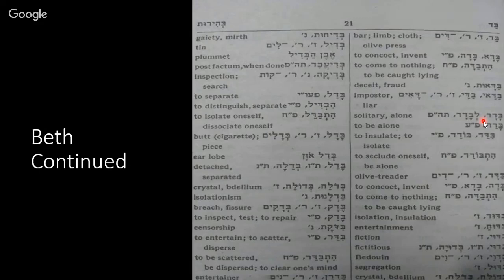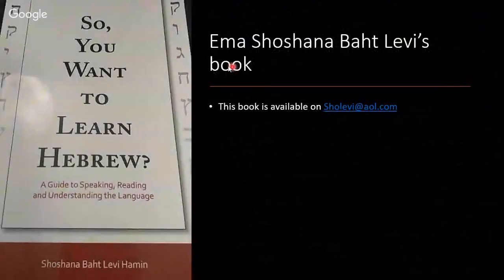Next slide. Ima Shoshana Bat Levy's book. This book is available at Show Levy at AOL.com. So if you want to get this book, you have to go to Show Levy at AOL.com. You cannot get this book on Amazon. All right. So I just want that to be noted. It's a very good book.